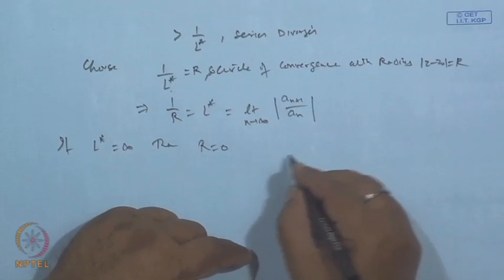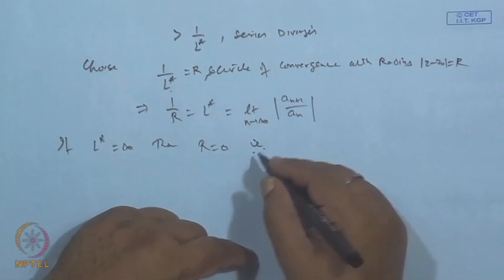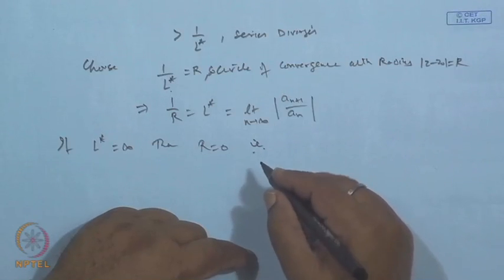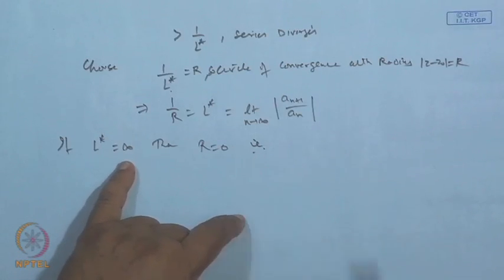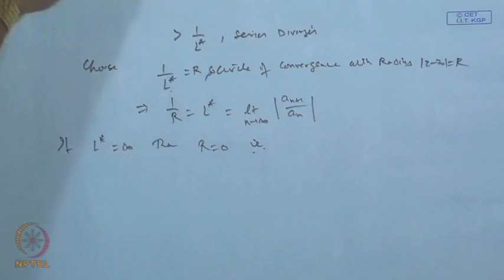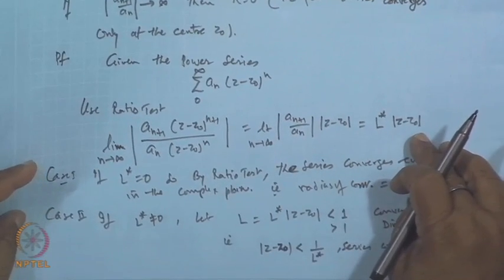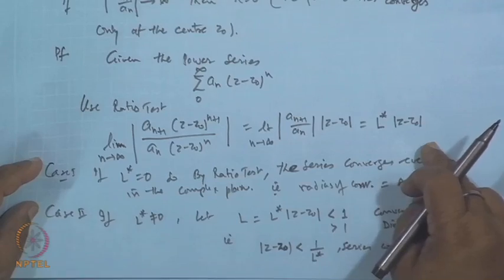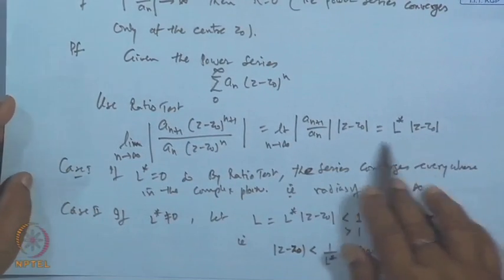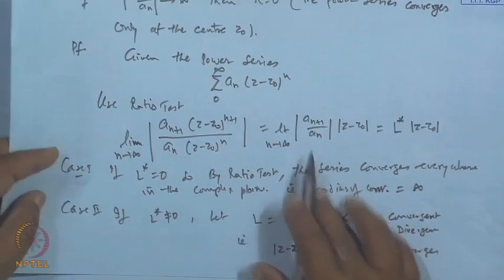So, this is greater than, or sufficiently large, which implies the series diverges for all, when L star is infinity, is it not? So, what do you mean by L star is infinity? This part, L star, is this. Okay. So, this is infinity. So, we are getting mod of z minus z naught; the terms are greater than 1, is it not, both mod of n plus 1.